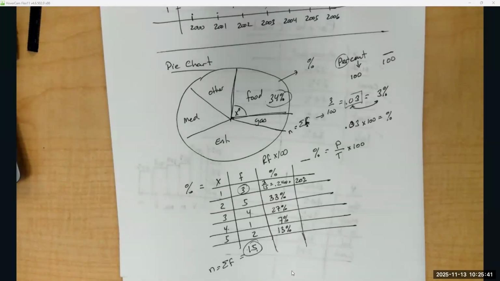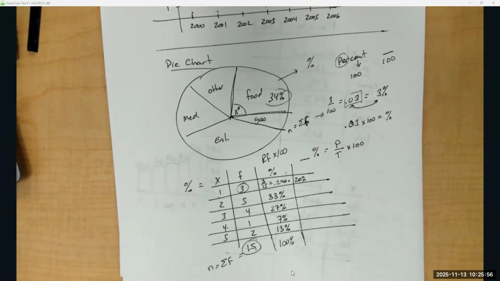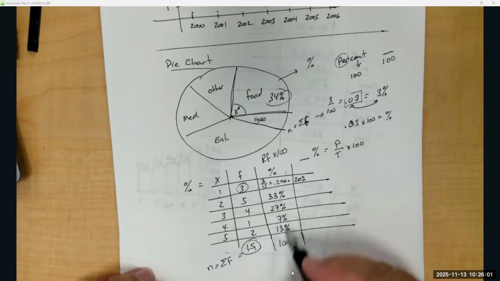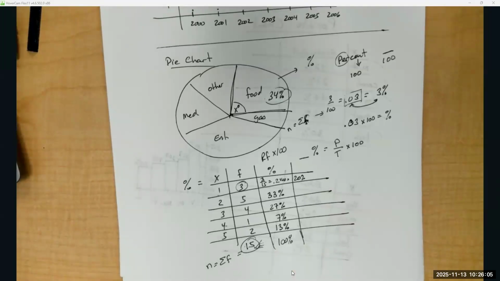If you add up all those, how much do you get? No, not should be. Better be 100. If it's not 100%, something's wrong. Because all of these have to refer back to the n. Okay, so that's how we get the percent.